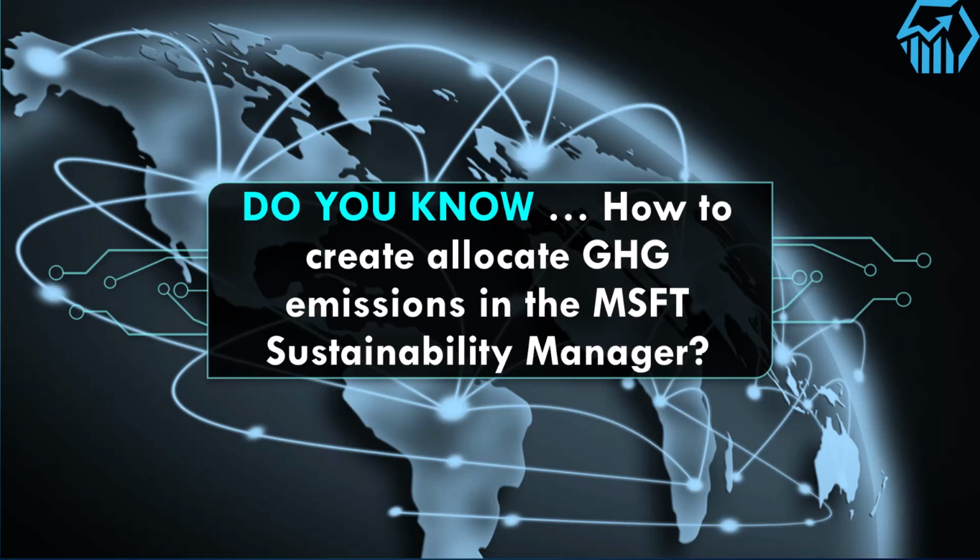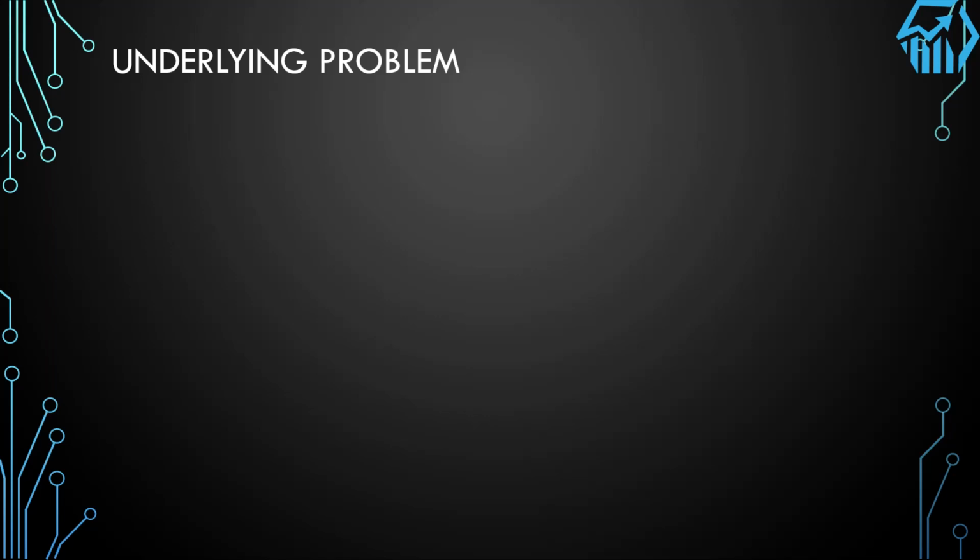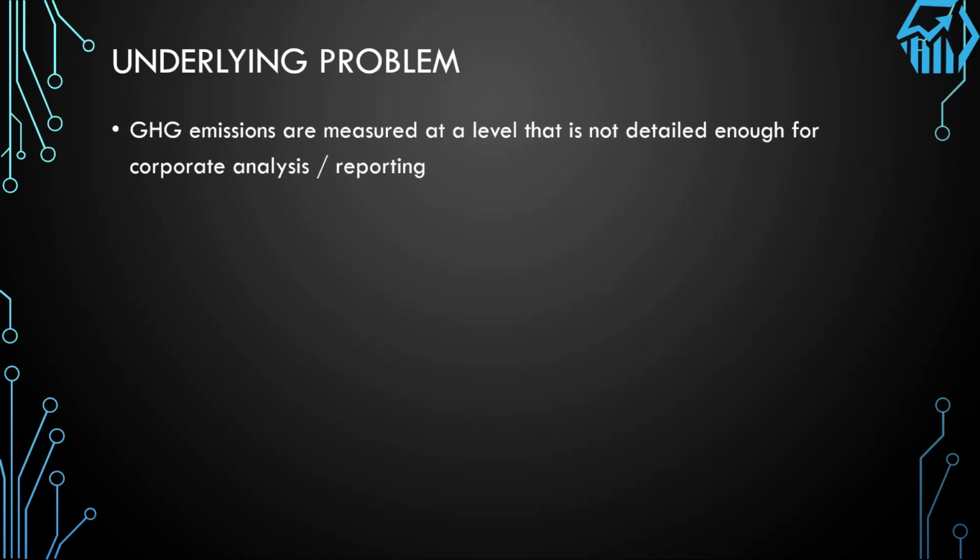And in today's post we will have a look at greenhouse gas emissions and how we can allocate them within the Sustainability Manager. So before we dig into details, let's have a look at the underlying problem. What I want to illustrate here is an example showing that the greenhouse gas emissions that we measure might not be at a level that is detailed enough for our analysis and reporting.